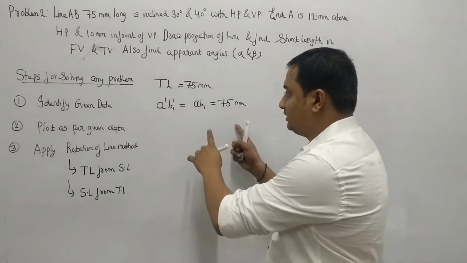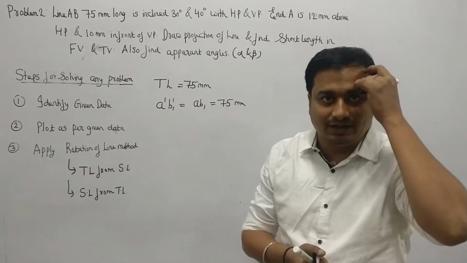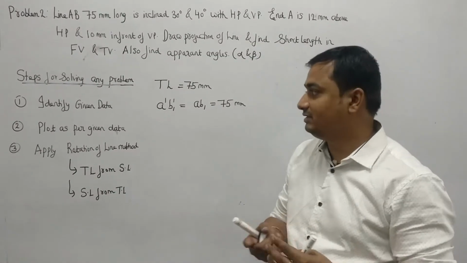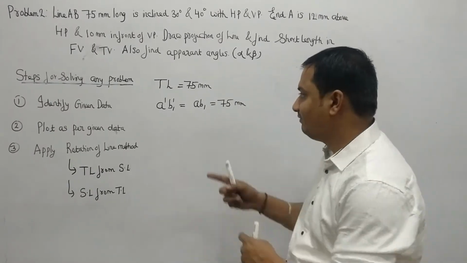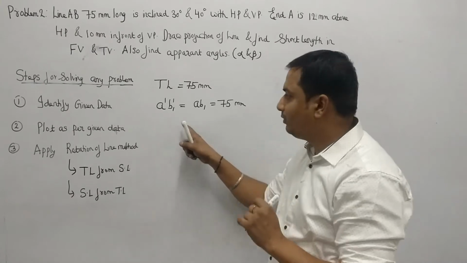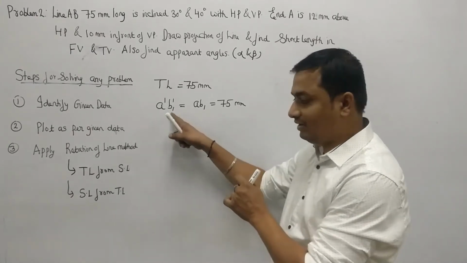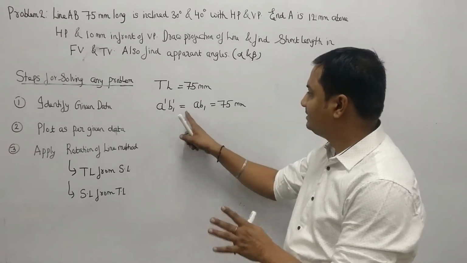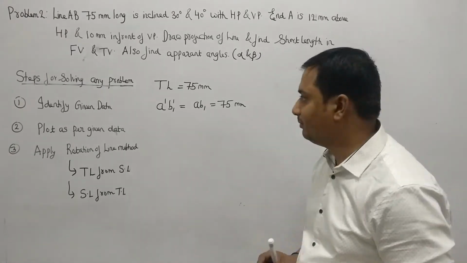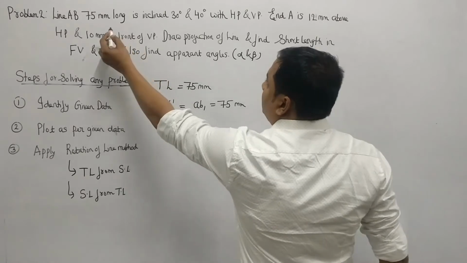So don't get confused, you can refer to the projection of a line inclined to both the planes, where we saw how to find the true length from the short length. We gave the name B1 dash to the true-length point in the front view, and B1 in the top view. So as per our notations, A dash B1 dash and A B1 are given to us as 75 mm.